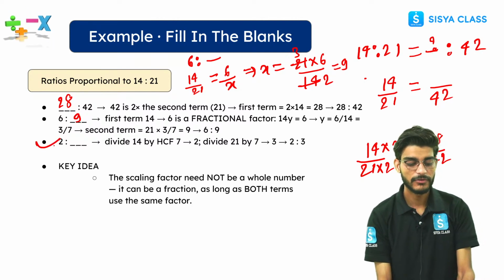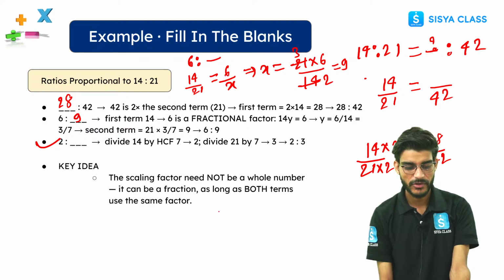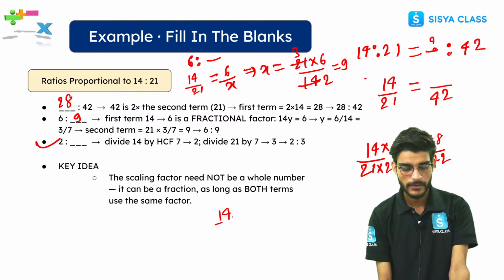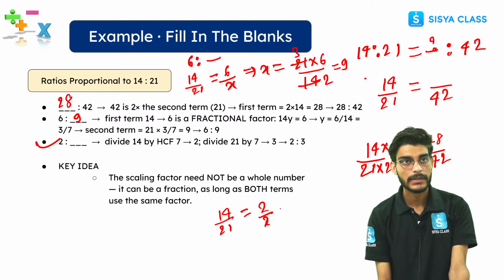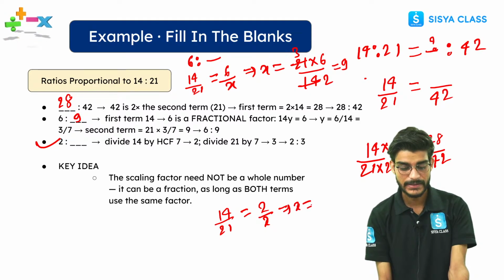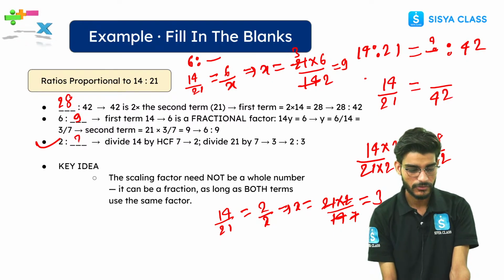Okay, do this by yourself. 2:1, same steps we have to follow. 2 ratio dash means 14 upon 21 equals 2 upon x. Right? So what is the value of x here? x is 21 into 2 upon 14. So 2 sevens are 14, 7 threes are 21. Basically it is 3. So this is 2:3.